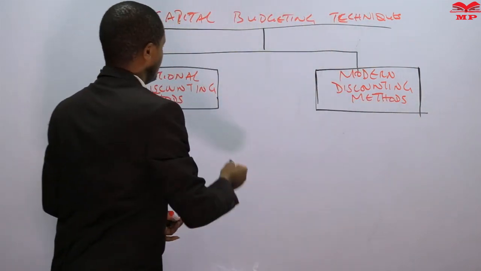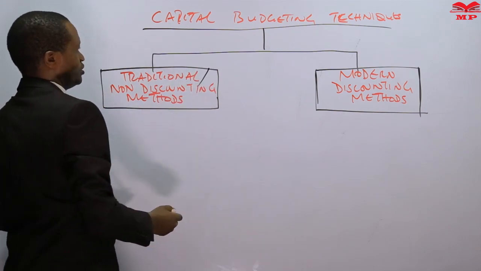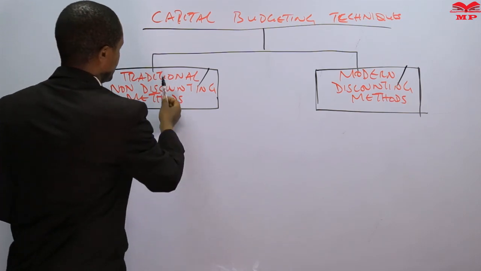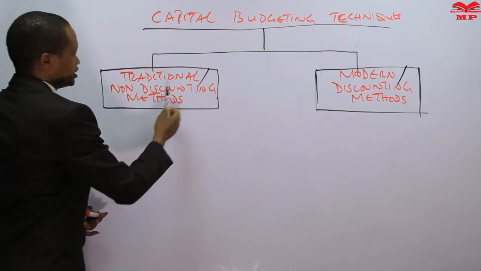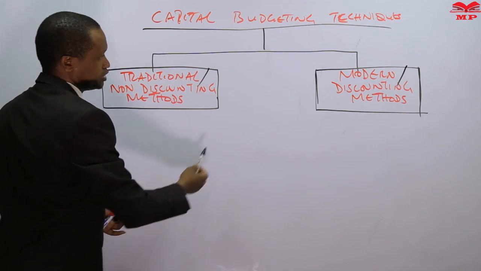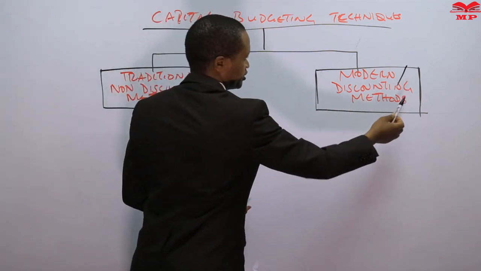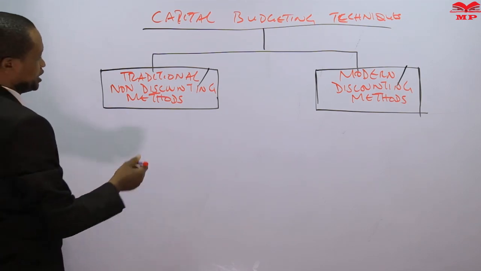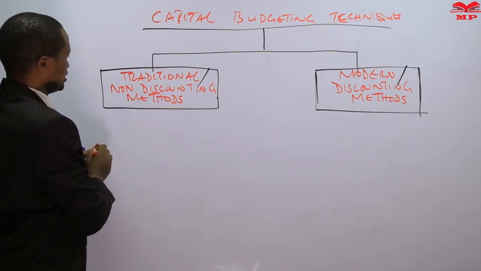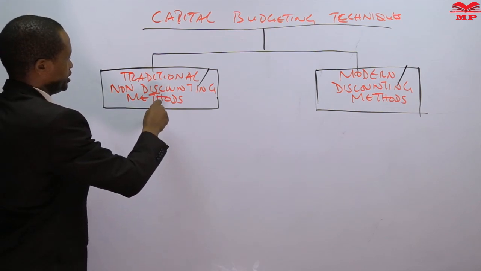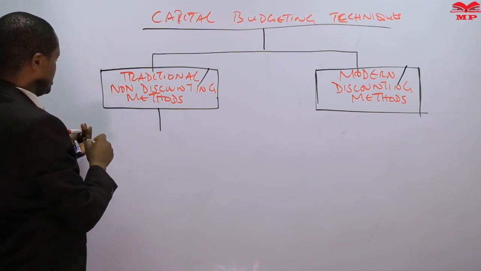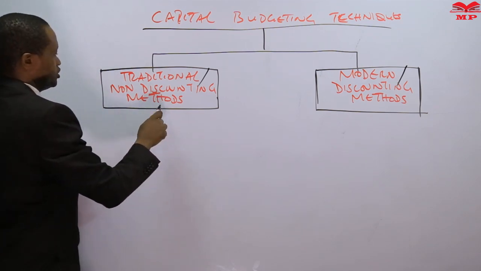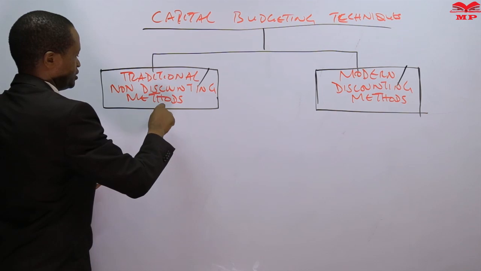And there you have it: modern or traditional. Traditional, also known as non-discounting methods or techniques or tools. Modern, also known as discounting methods or tools. Now, under the non-discounting methods, we will consider two methods.